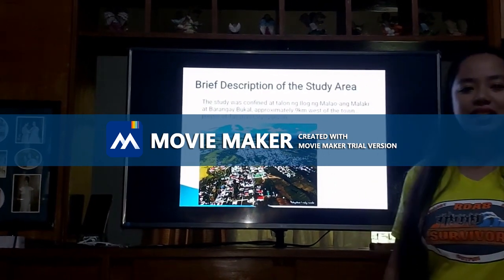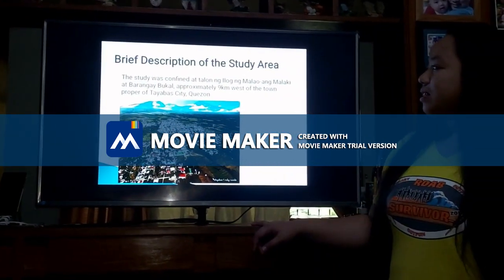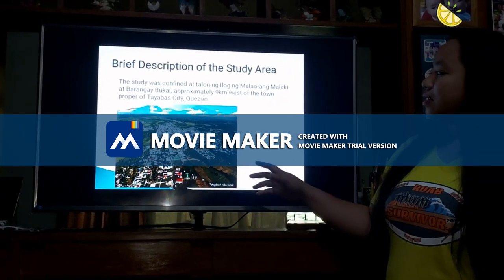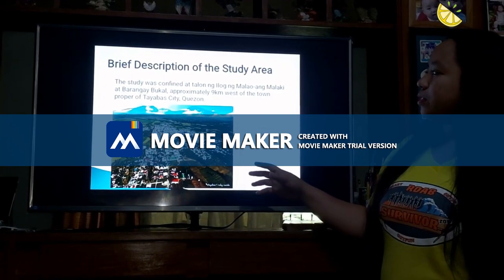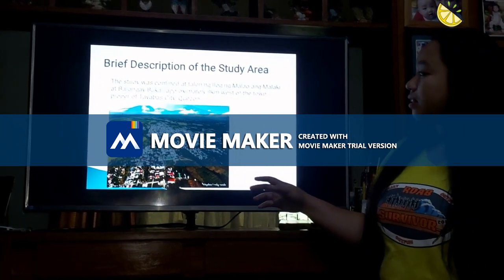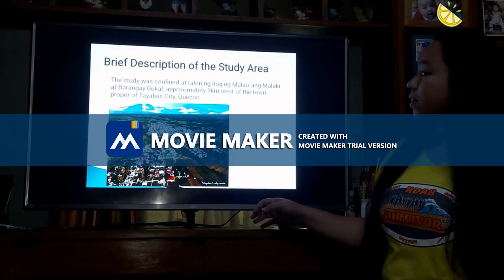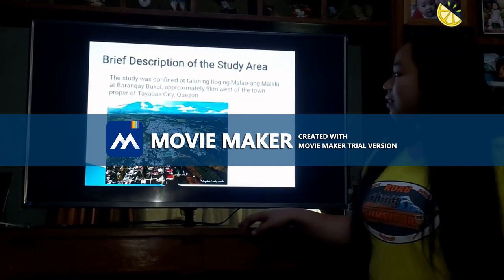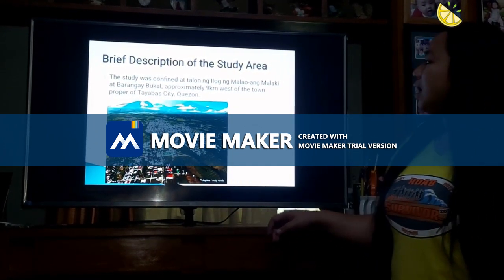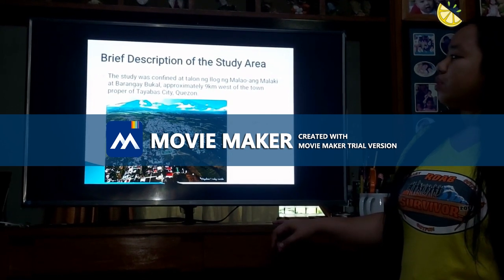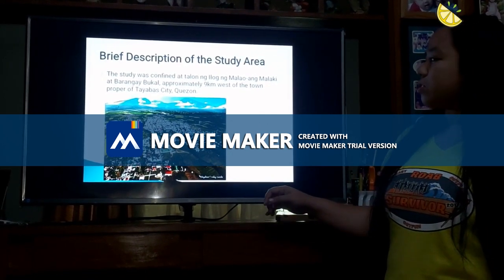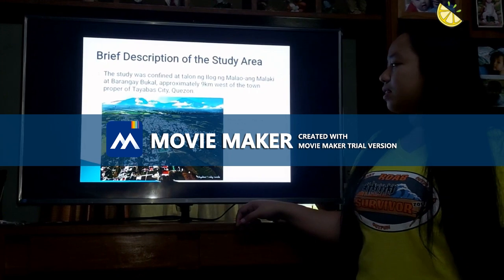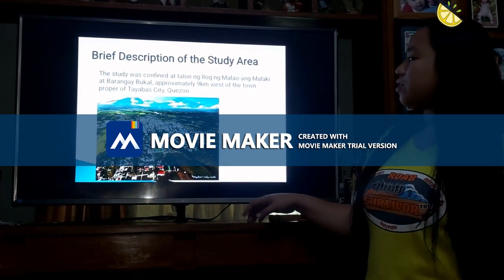Good morning, classmates. So this is the study area. First, it's the description of the study area. The study was confined at Talon ng Ilog ng Malaki at Barangay Bukal, approximately 9 km west of the town proper of Tayabas City, Quezon Province.